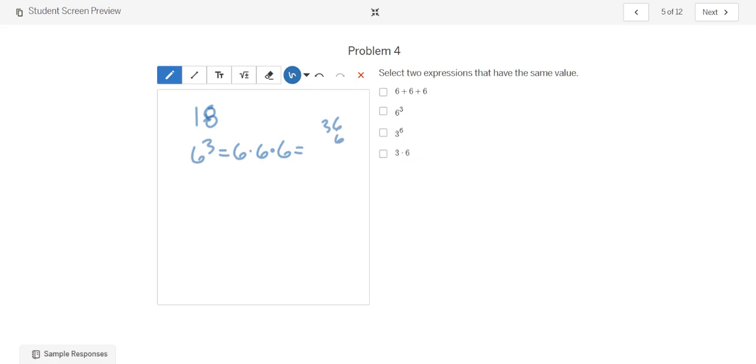36 times 6. I get a 6, carry the 3, 18, 21, 216. Definitely not. Oh, well, we're not done yet. 3 to the 6th is the same as 3 squared times 3 squared times 3 squared. 9 times 9 is 81, times 9 is 729. Okay, and oh my gosh, the two easiest ones, 3 times 6 is also 18.